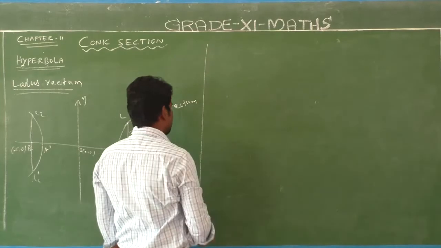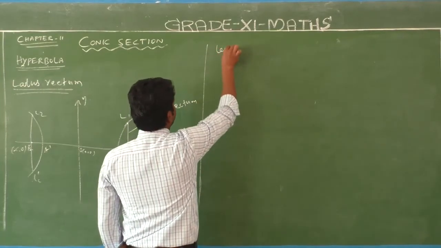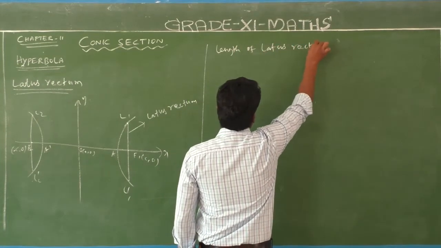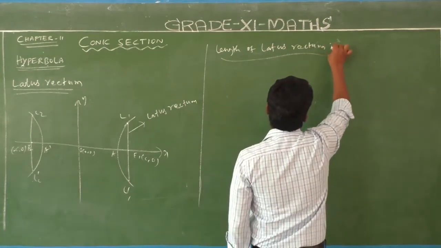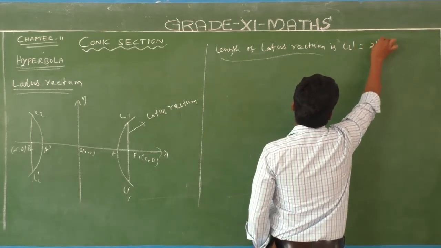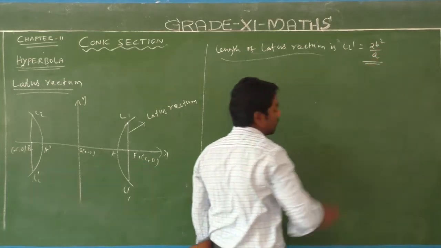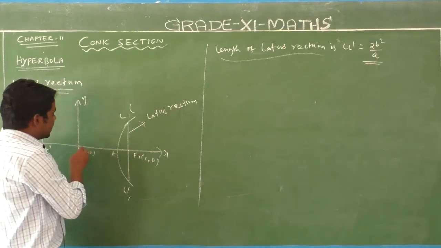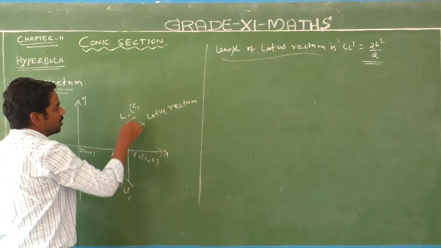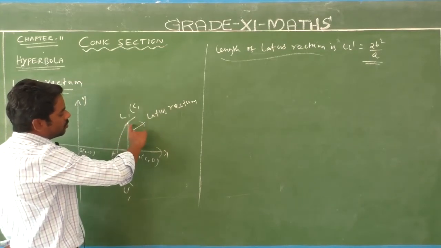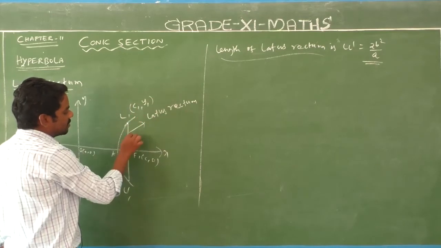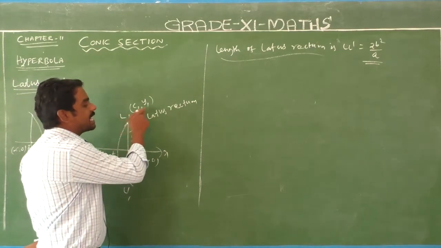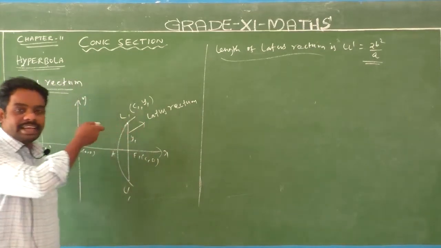Next, the length of the latus rectum. The length of the latus rectum L, L dash is equal to 2b squared by a. Let us consider L1. The distance from O to F1 is c, and the perpendicular distance is unknown, so let us call it y1. So F L1 is y1, and the coordinates of point L1 are c, y1. This point lies on the hyperbola.